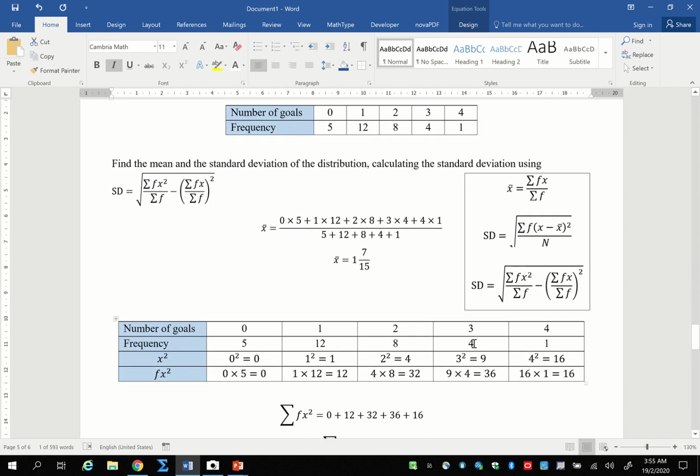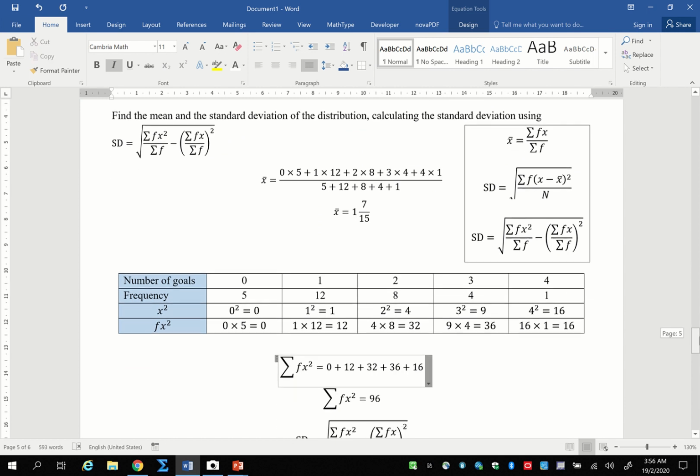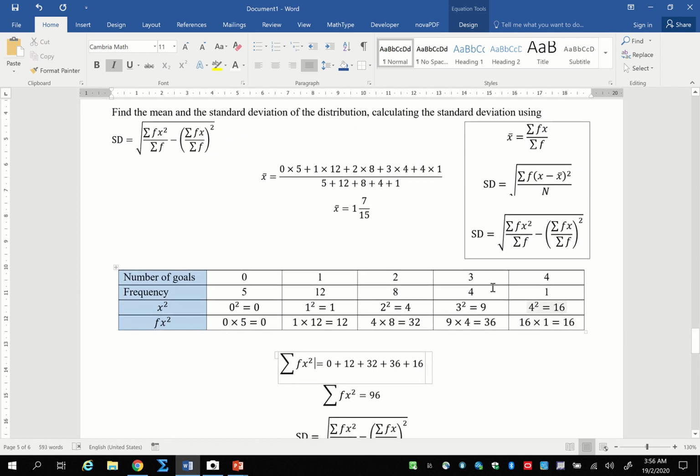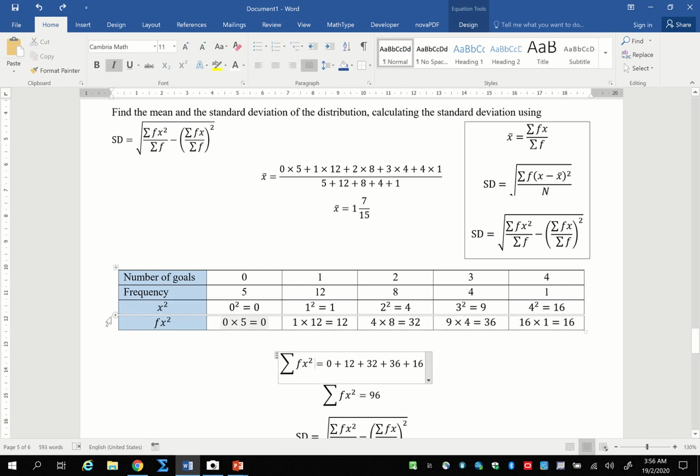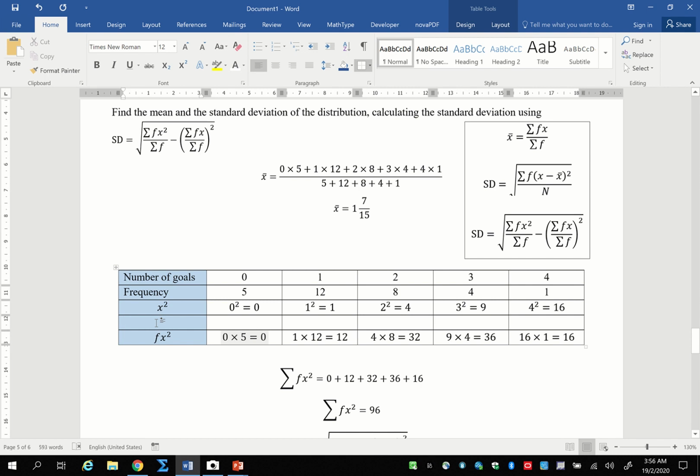Again, we have a table. Again, I show you how to find the summation of fx squared. Alright, if you want to make it more proper, you can easily add one more row here. This will be your fx. So this will simply be 0 times 5 is 0, 1 times 12 is 12, 2 times 8 is 16, 3 times 4 is 12, 4 times 1 is 4.